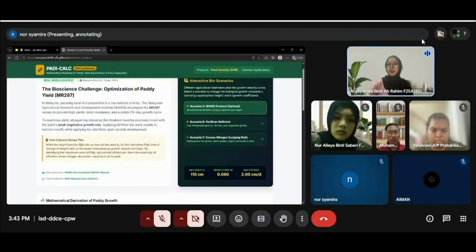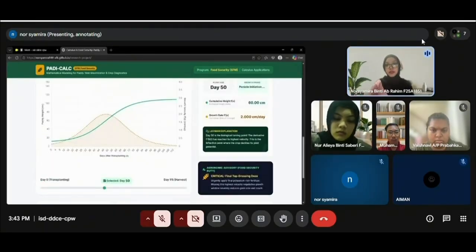Let's look at how this interactive platform operates. Three bioscience scenarios: Scenario A simulates optimal MARDI conditions with a maximum height L of 110 cm. Scenario B models stunted growth from nutrient deficiency, while Scenario C warns of crop lodging risk due to excess nitrogen.